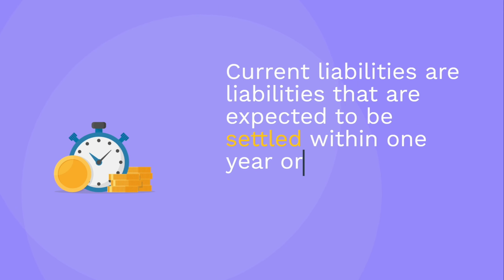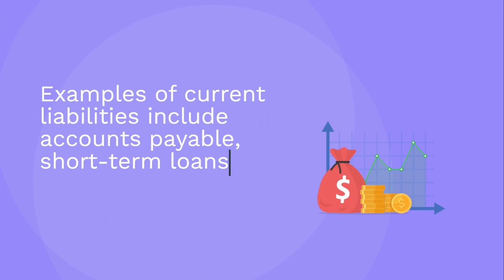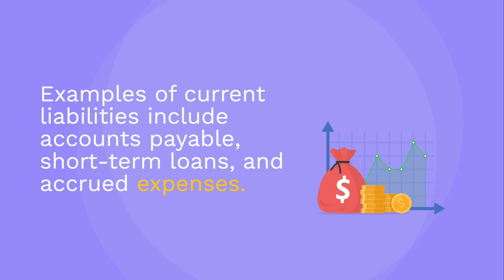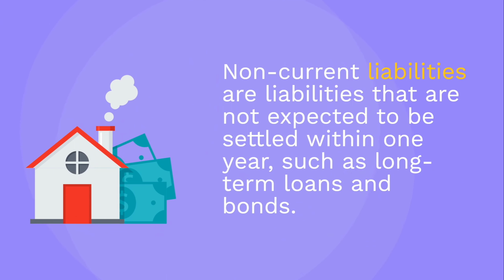Current liabilities are liabilities that are expected to be settled within 1 year or one operating cycle, whichever is longer. Examples of current liabilities include accounts payable, short-term loans, and accrued expenses. Non-current liabilities are liabilities that are not expected to be settled within 1 year, such as long-term loans and bonds.